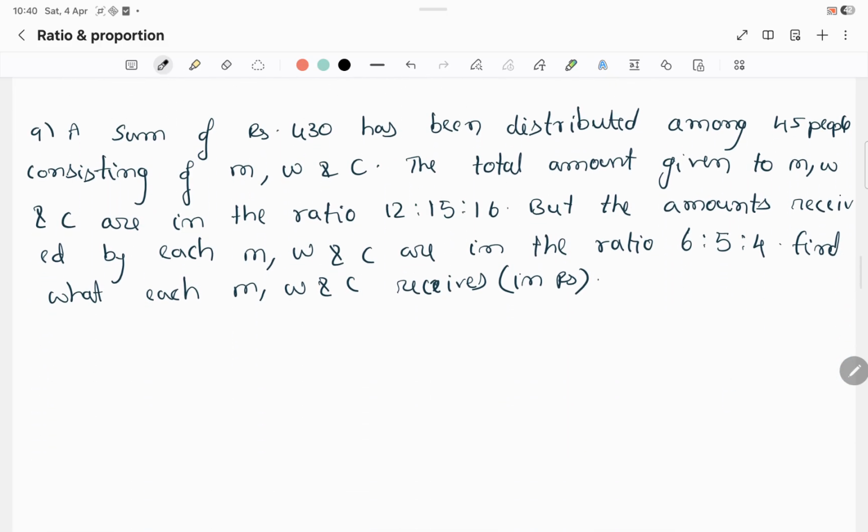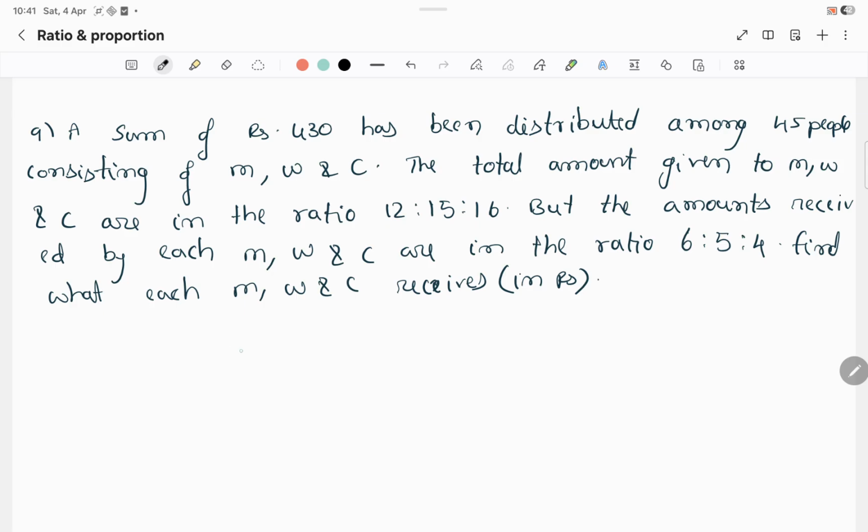Next. Same type of question. A sum of rupees 430 has been distributed among 45 people consisting of men, women and children. MWC is nothing but men, women and children. The total amount given to men, women and children are in the ratio 12:15:16. But the amounts received by each man, woman and child are in the ratio 6:5:4. Find what each man, woman and child receives.